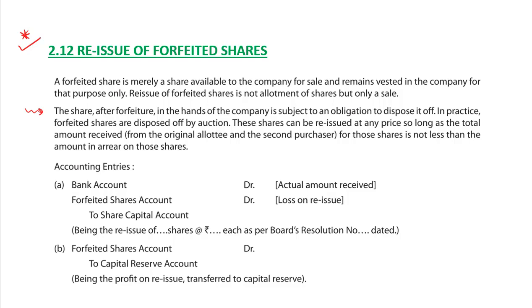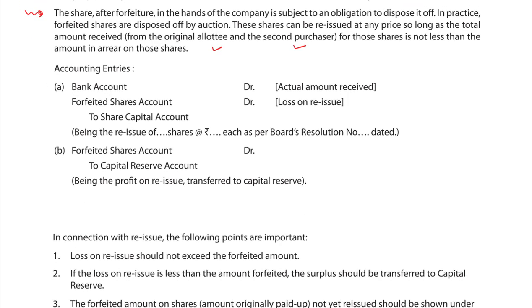These shares can be reissued at a price so long as the total amount received from the original allottee to the second purchaser for those shares is not less than the amount of arrears on those shares. Accounting entries. Bank account will be debited actual amount received. Forfeited shares account loss on reissue to share capital account. Next, forfeited shares account to capital reserve account.